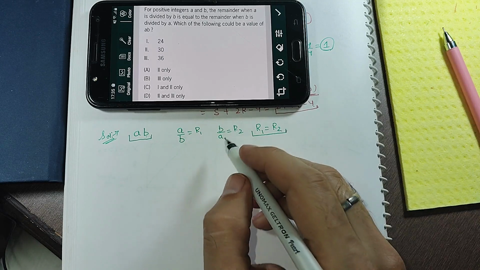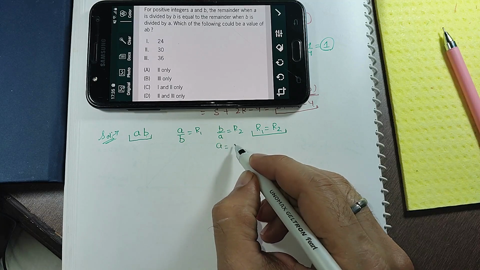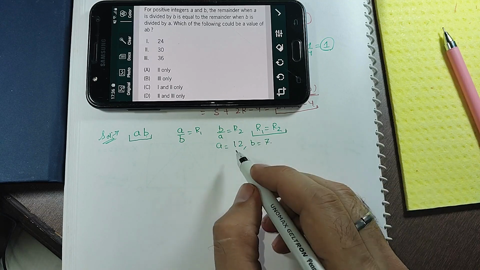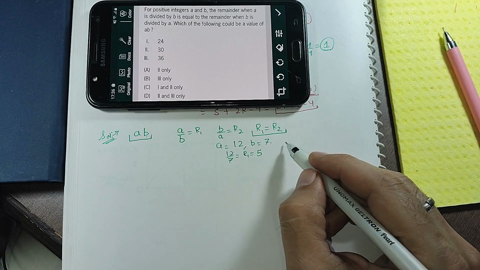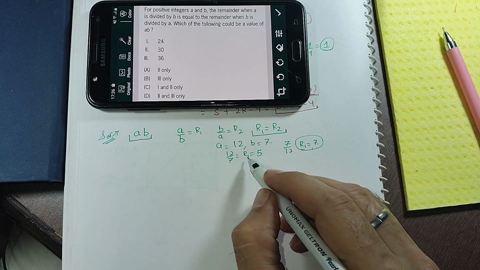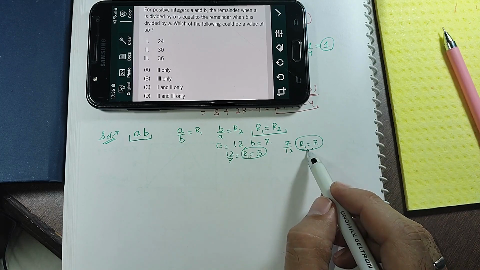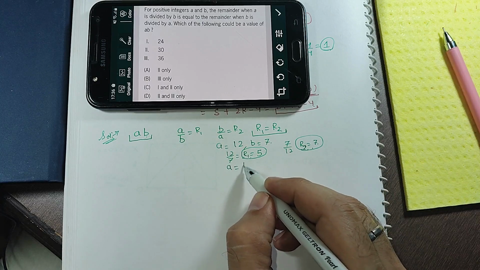Now, if we logically deduce from this, let us suppose the value of a is equal to 12 and the value of b is 7. So when 12 is divided by 7, the remainder will be equal to 5. And when 7 is divided by 12, the remainder would be equal to 7. So you can have a lot more values of a and b, but you will find that r1 and r2 will never be equal. But there is one condition: when a is equal to b.